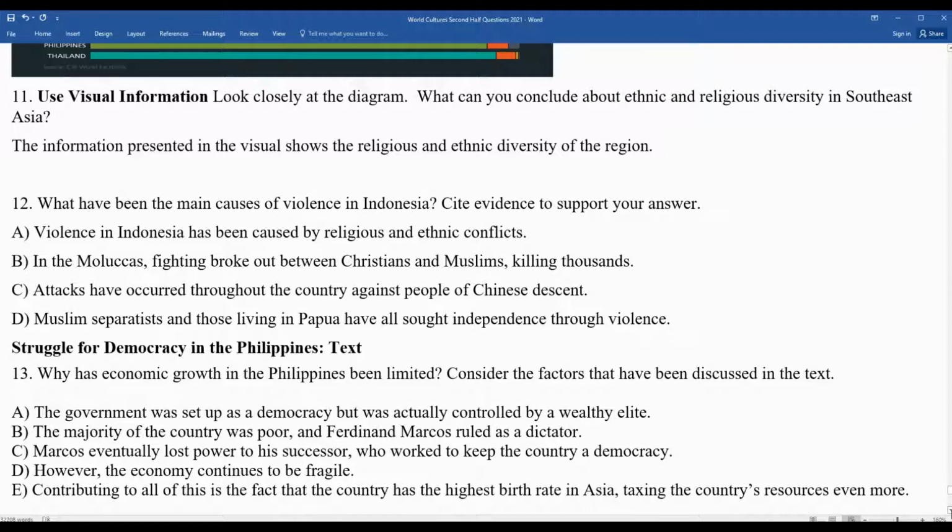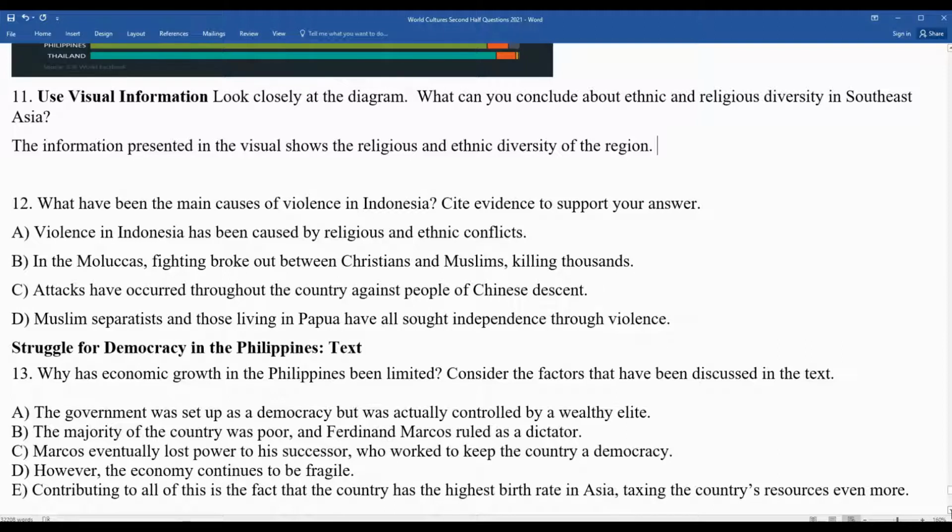Okay, when we look at some of the main causes of violence in Indonesia and around the world in general, religion is always a source of conflict, as are ethnic differences. Other areas saw fighting break out between Christians and Muslims. Attacks have occurred throughout the country against people of Chinese descent. Muslim separatists, those living in Papua, have sought independence through violence. So there's a lot of problems in this region of the world.